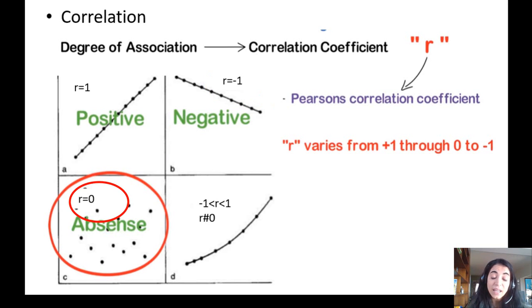In graph C, R is equal to 0 because as you can see there is no correlation. There is an absence of correlation. Now if there is a relationship but it is not a straight line, then R should be between -1 and 1. R should be different than 0 and it should be between -1 and 1. So basically, guys, R varies from -1 to +1 and it is equal to 0 when there is no correlation.